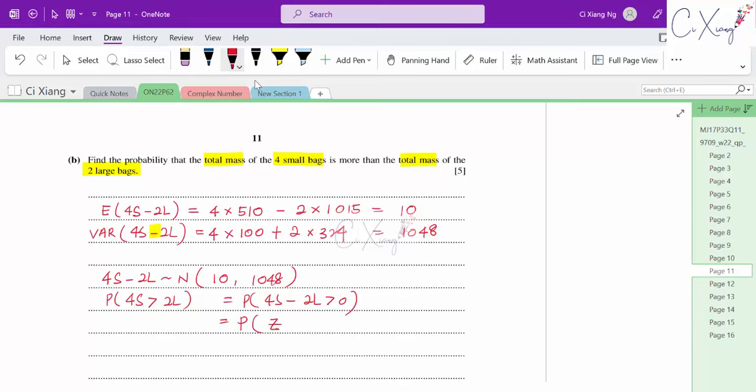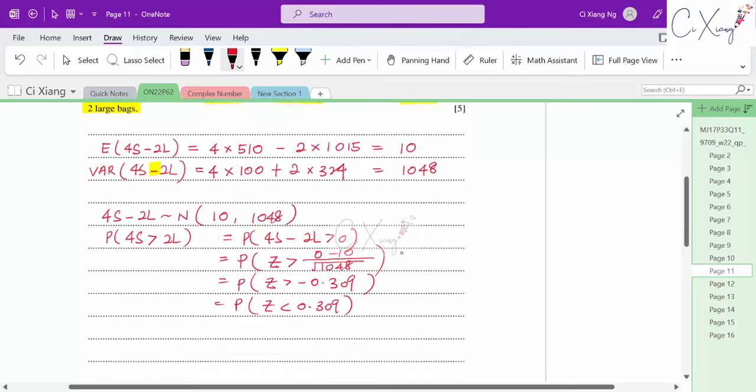We have to standardize it to become z. So I take 0 minus 10 divided by the square root of 1048. Find out the value of z correct to 3 decimal places. So I'm having negative 0.309. So this area basically is the same as z smaller than 0.309.